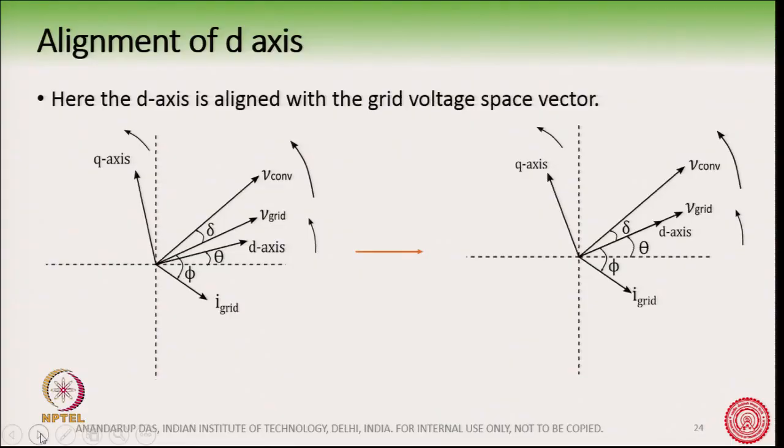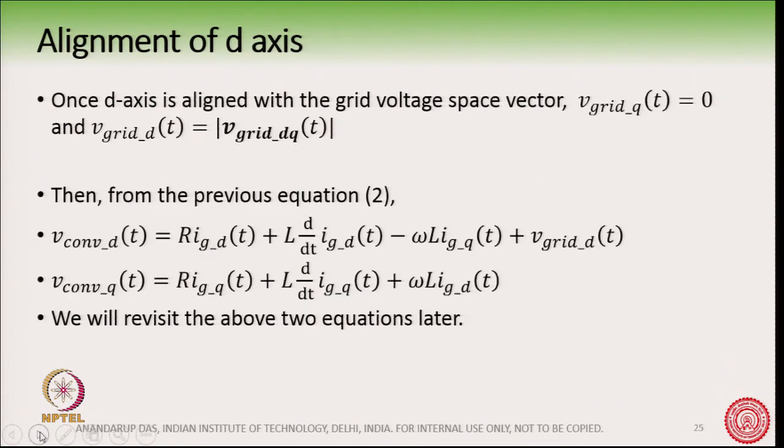Once we do that, what do we see? Earlier the D axis and V grid were separate, now they have become aligned with each other. Of course, the Q axis is 90 degrees leading, and they are all rotating together. So once we do this, what is the benefit? What do we get?